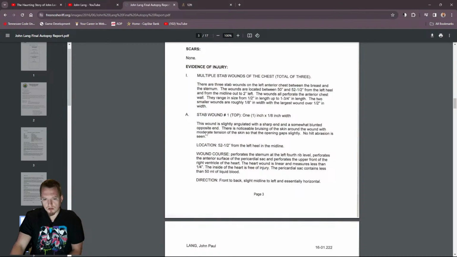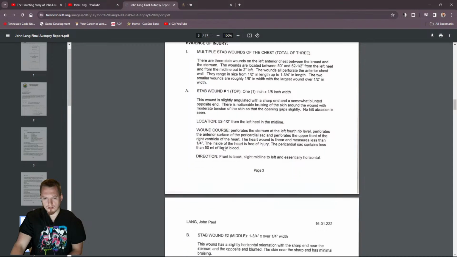Stab wound number 1. Slightly angled. Angulated with a sharp end and somewhat blunted opposite end. There is noticeable bruising of the skin around the wound with moderate tension of the skin so that the opening gapes slightly. Huh.